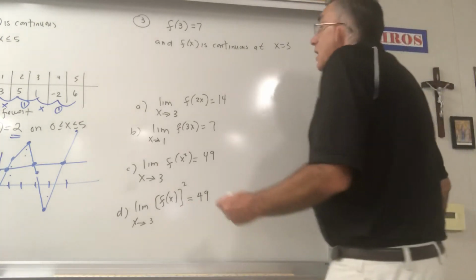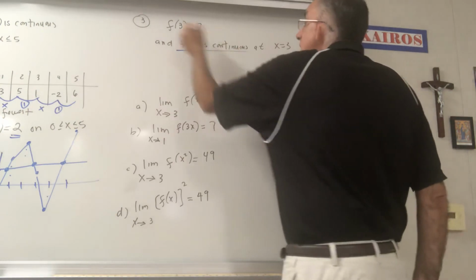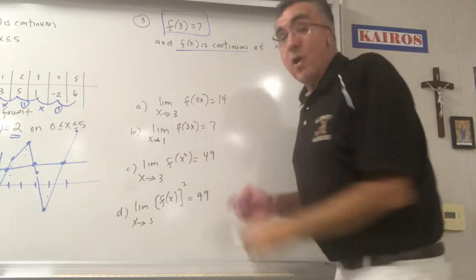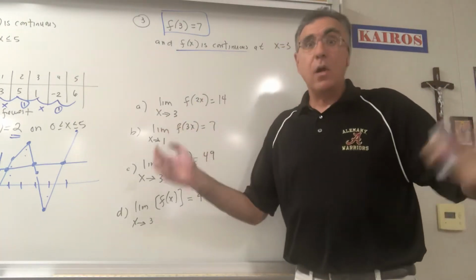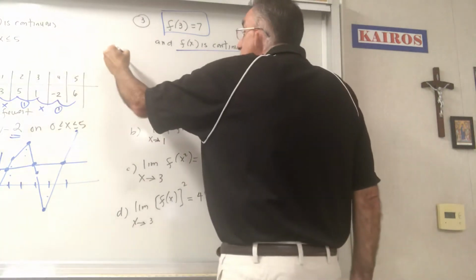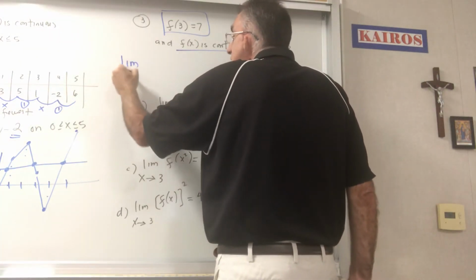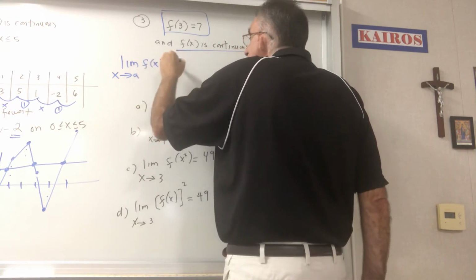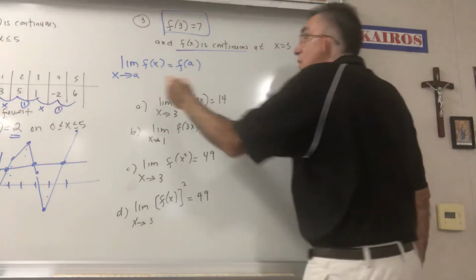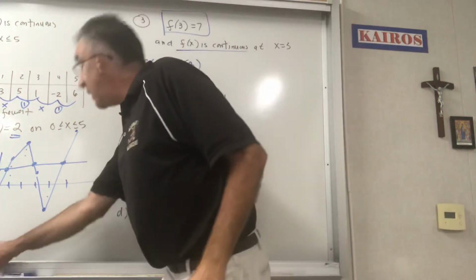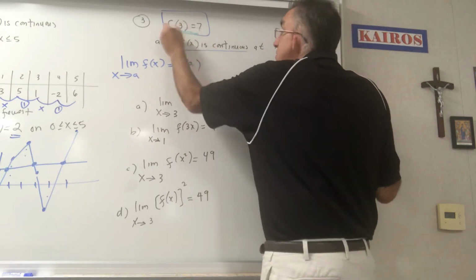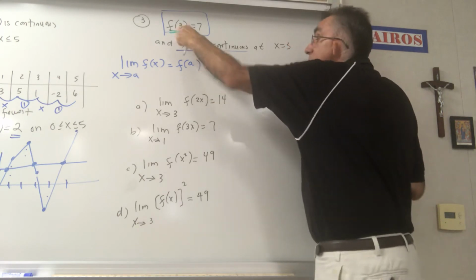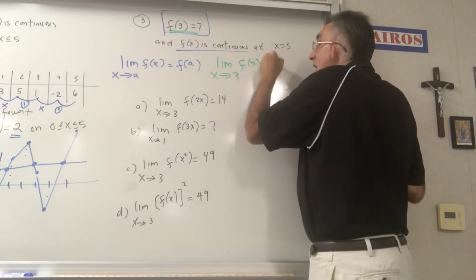Okay. If I tell you it's continuous, and I tell you f of 3 is 7, what do you know? This is what you know. We have a rule. If it's continuous, the limit as x approaches a of f of x equals f of a. So what you want to write down immediately upon seeing this, if you know this is true, then you automatically know the limit as x approaches 3 of f of x has to be 7.